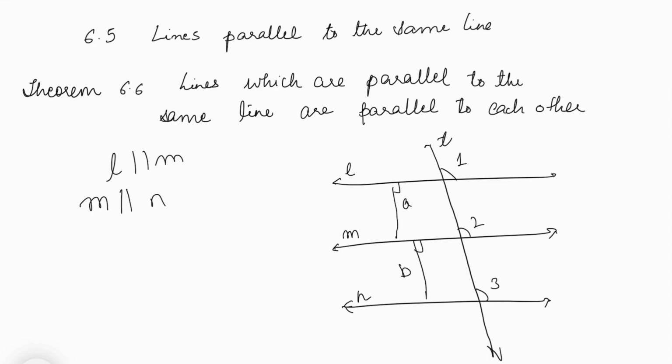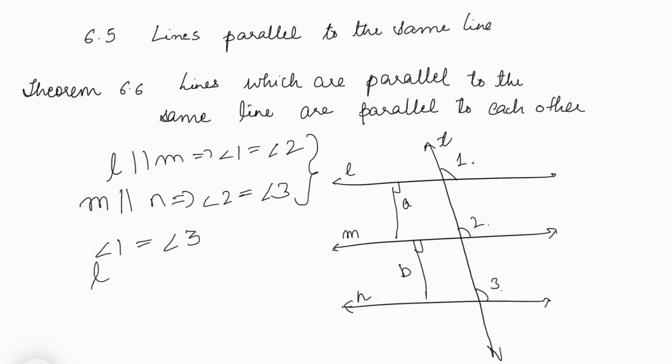So to prove this specific theorem, we'll drop a transversal line T across these three lines, and the angles formed here are 1, 2 and 3. Now we know that L and M are parallel, which means angle 1 is equal to angle 2. Same side angles are equal. M and N are parallel, which means that angle 2 is equal to angle 3. Now we combine these two, it means that angle 1 is equal to angle 3. So by the reverse of the transversal theorem, because angle 1 and angle 3 are equal, we can say that L is parallel to N. Therefore, this theorem is proved.